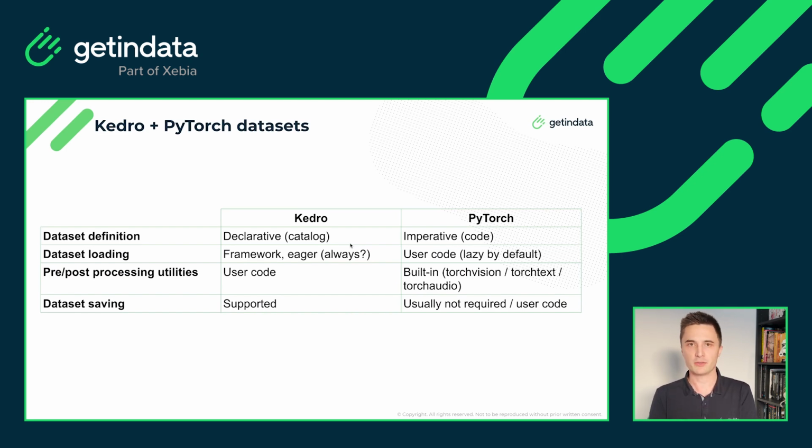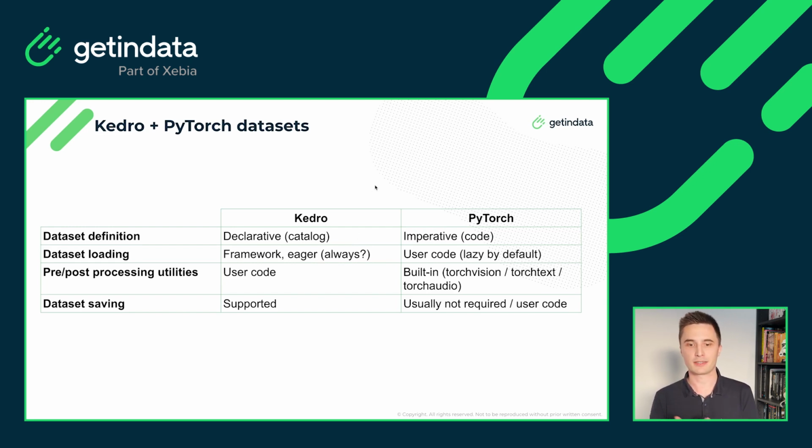In Kedro, the datasets are declarative, so you define them in the data catalog, while in PyTorch usually they are defined in user code. Very often data scientists write the dataset loading code and the only abstraction there is some kind of paths or similar configuration that points the PyTorch dataset loader in the right direction, for example, on the disk.